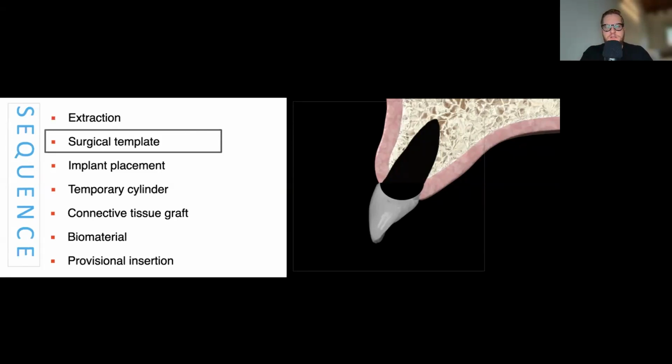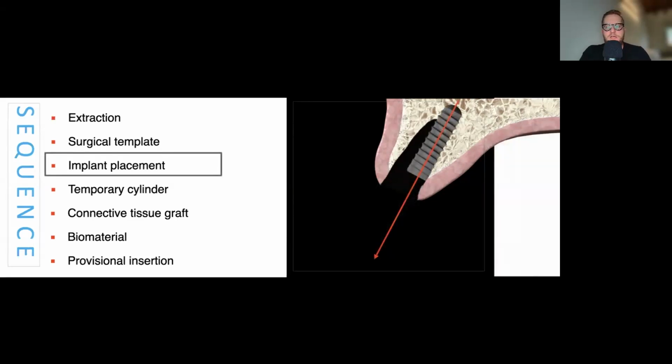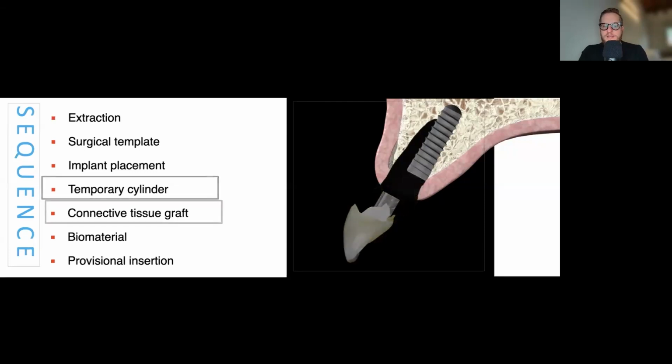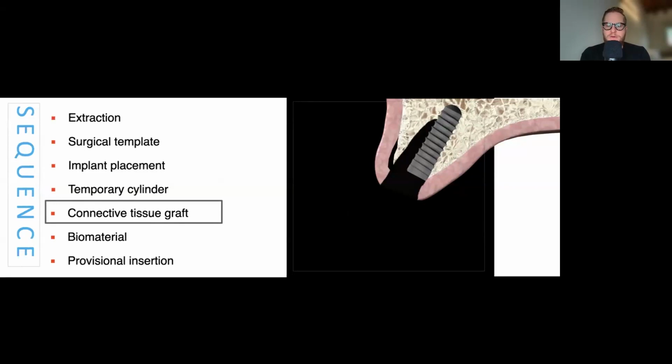So then we use a surgical template. It could be analog or digital. I'm going to be showing both techniques today, and talk about advantages and disadvantages of each. Then we go ahead and do the implant placement as I explained before with those numbers in mind. Then we connect the temporary cylinder. Then we add composite to connect to that temporary cylinder. And then we use a connective tissue graft that's going to help a lot to prevent the bone remodeling. And that way is going to be much more predictable.